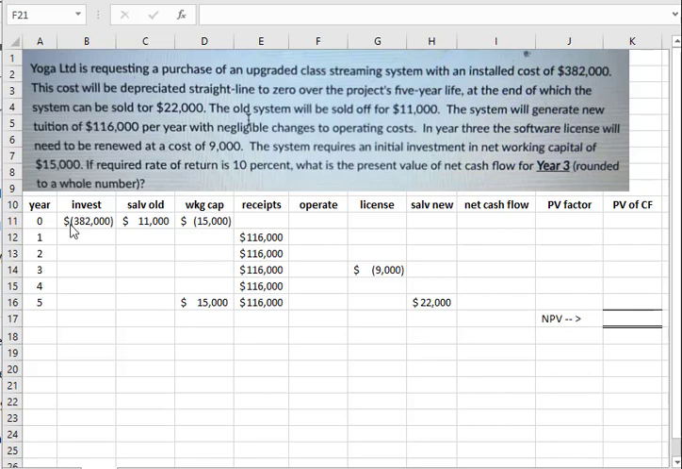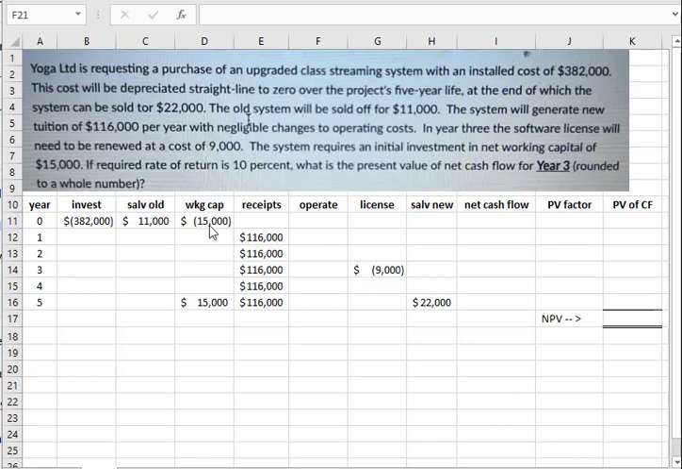So here we have the original cost of the item, the salvage value of the old one. Now the cost of the item, that's an outflow, so that's negative. The selling off of the old thing is an inflow and happens on day one when you buy the new one. And then working capital comes out.